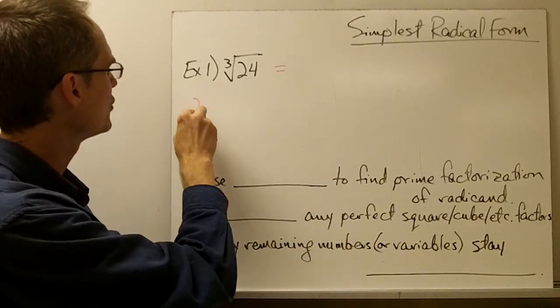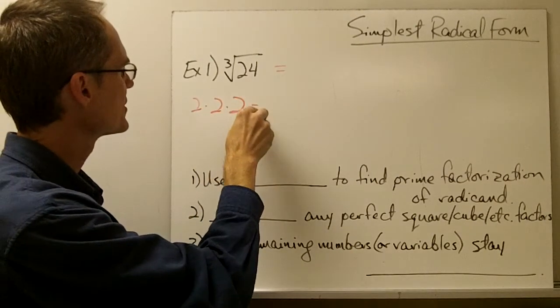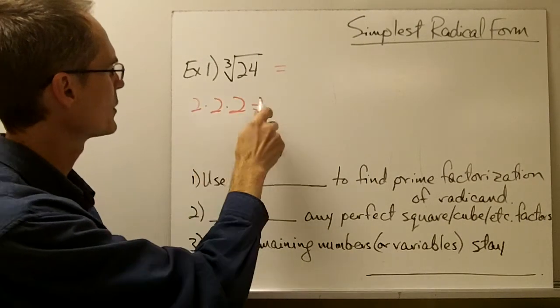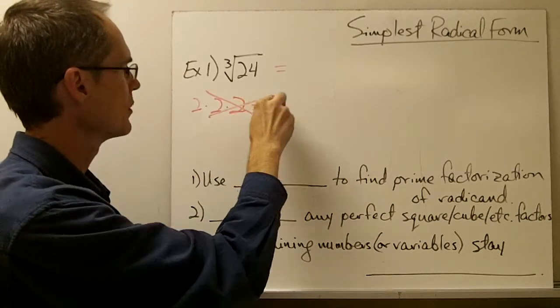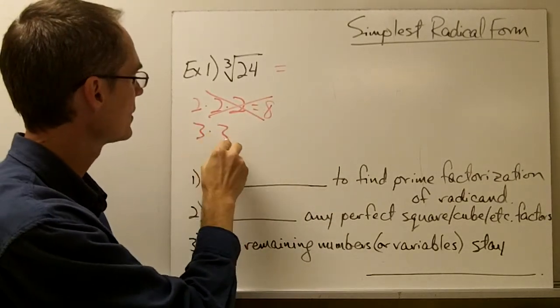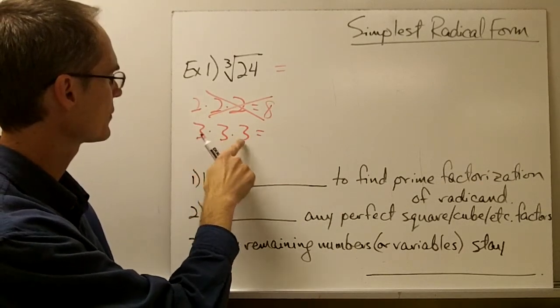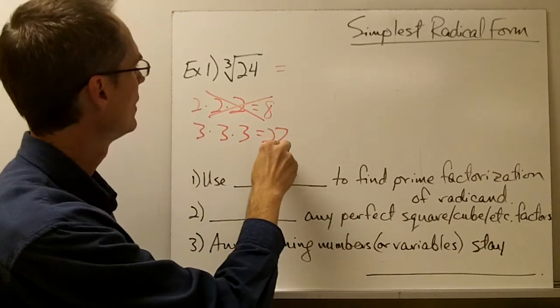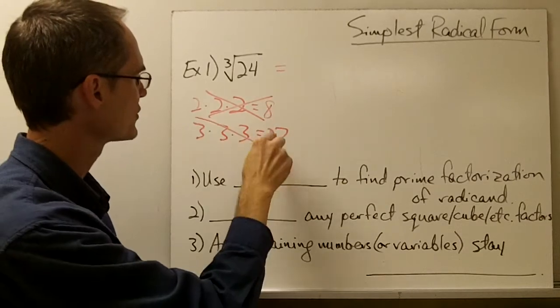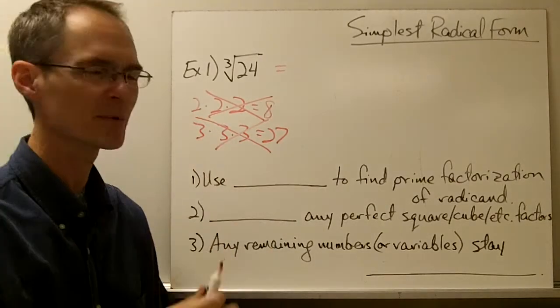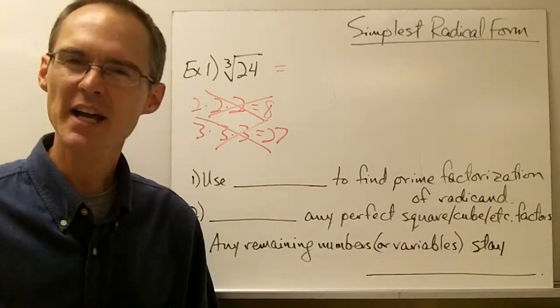Well, if I take 2 and multiply it times itself 3 times, 2 times 2 is 4, 2 times 4 gives me 8, so that one's not going to work. If I take 3 and multiply it times itself 3 times, 3 times 3 is 9, 3 times 9 is 27. Well, 8's too small, 27's too big. It looks like my number is going to be somewhere between 2 and 3, so it's not going to be a whole number.